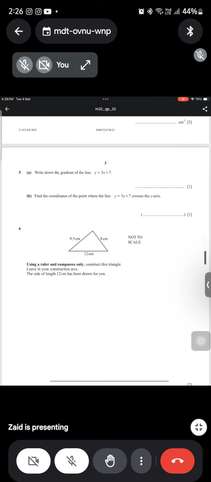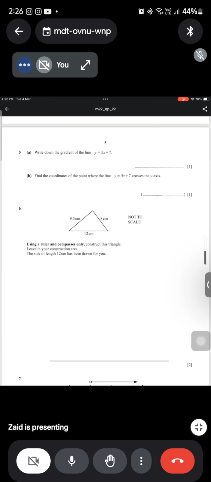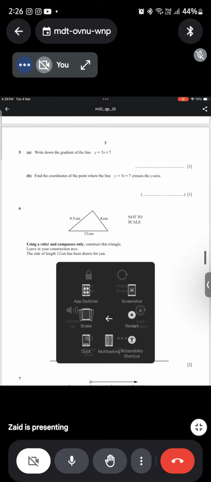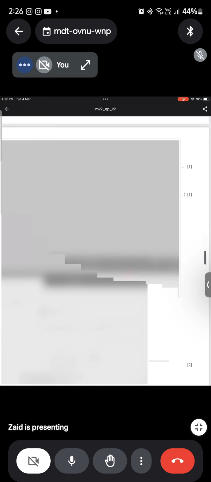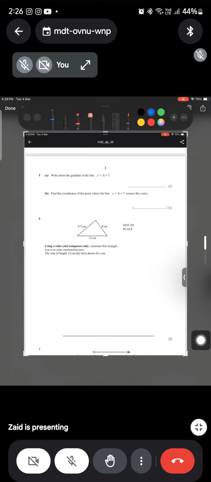Okay. Using a constructed triangle, leave in your construction arcs. So this is construction. You're going to draw this 12 centimeter line. This has already been drawn for you. Now the other side is 9.5. So you're going to put your compass, open the compass to 9.5, and make an arc, a big one. And this side is 8, so put your compass over here and make an arc for 8. When they're cutting, you just join them like this.